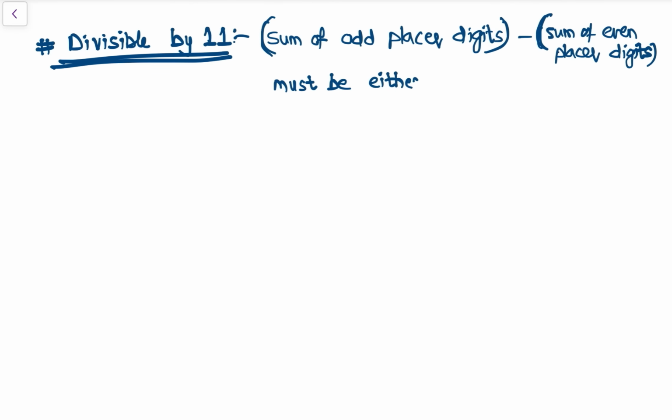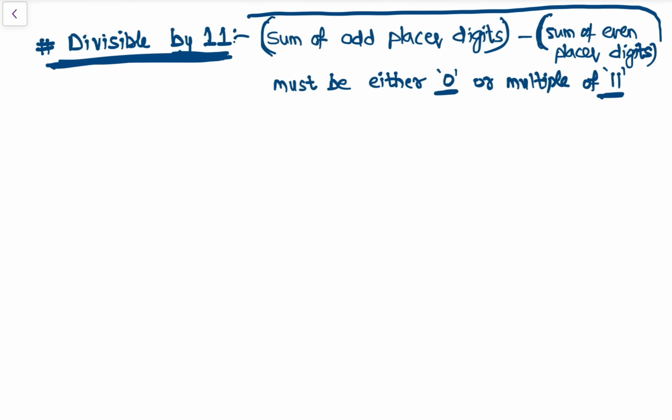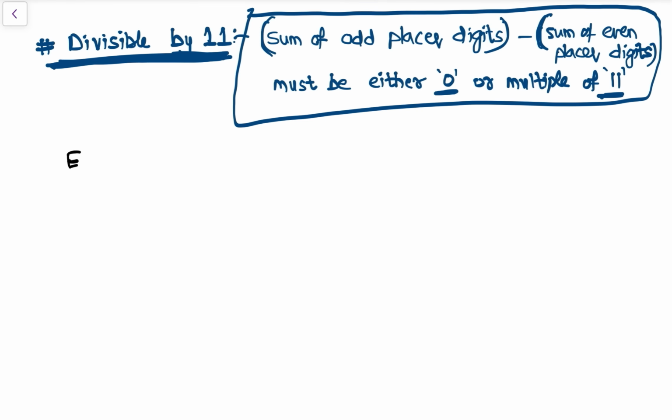Sum of odd places digits minus sum of even places digits must be either 0 or multiple of 11. Either 0 or multiple of 11. Divisible by 11, that is sum of odd places digits minus sum of even places digits must be either 0 or multiple of 11. Example check.